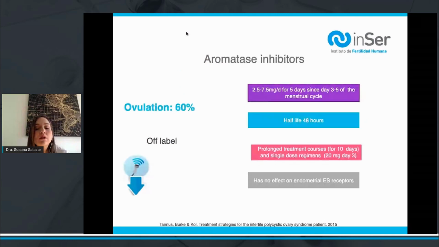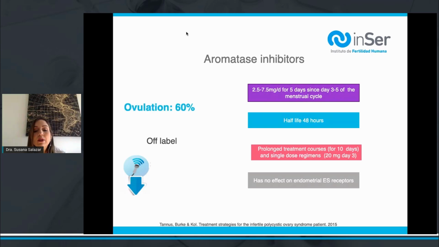Ovulation is achieved in 60% of the patients. Doses are 2.5 to 7.5 milligrams a day for 5 days, starting on day 3 to 5 of the menstrual cycle. The half-life is 48 hours. And there are some other protocols: prolonged treatment courses for 10 days, or a single-dose regimen of letrozole 20 milligrams on day 3 of the menstrual cycle.